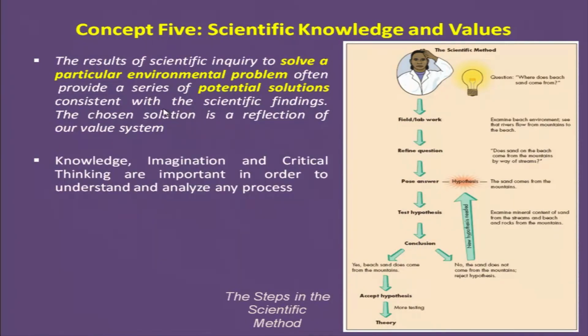So, any process or problem can be taken into consideration for detailed scientific knowledge and value through knowledge, imagination, and critical thinking. This is what we call the thought process. Now, these three, knowledge, imagination, and critical thinking, are important in order to understand and analyze any process.